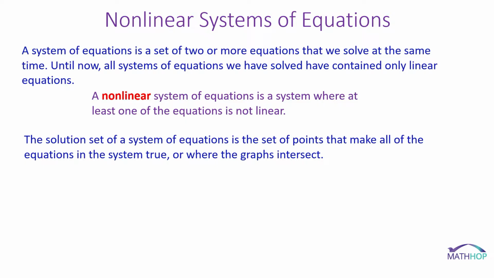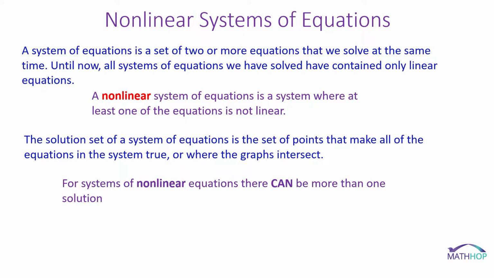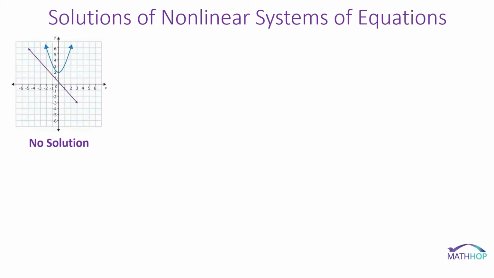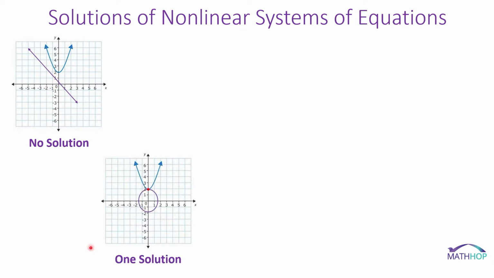Now, what is different for nonlinear systems is that we can have more than one solution. Remember, with linear solutions, we either had one solution, no solution, or infinitely many solutions. Let's take a look at the solutions of nonlinear systems of equations. We could have no solution. Here we have a parabola and a line that never touch. We can have one solution. So we have a circle and a parabola with exactly one intersection point.